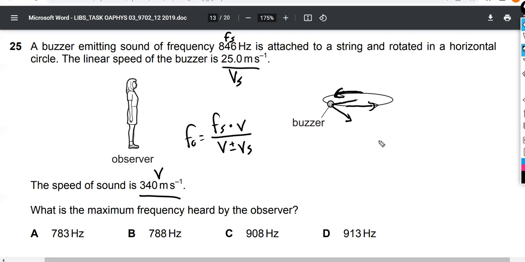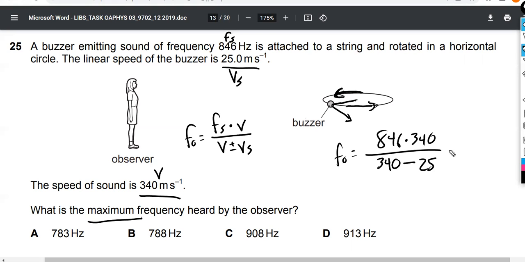All right, so we're going to solve this as 846 hertz, the source frequency, times the velocity of sound over the velocity of sound. And again, our clue here that we're subtracting in the denominator is that we're solving for the maximum frequency. How do we maximize this observed frequency? By minimizing the divisor here. So that's going to be minus 25. And that does indeed work out to about 913 hertz if you solve it. So choice D is correct there.